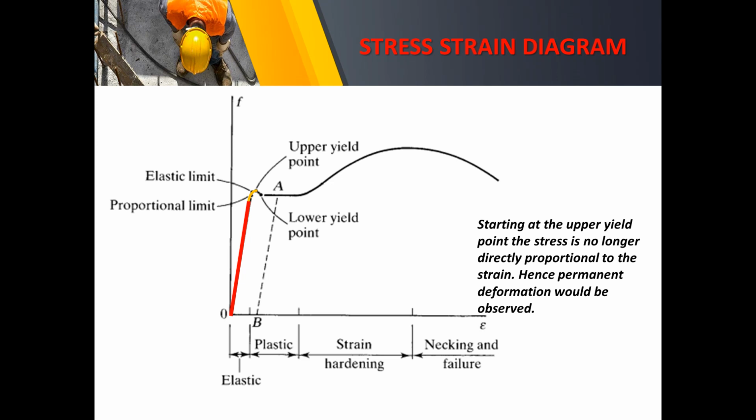Unlike on the proportional limit, if the load is removed from the material, the elongation will be restored. Okay? Will be restored. So permanent deformation would be observed here. Okay, starting at the upper yield point, the stress is no longer directly proportional to the strain.